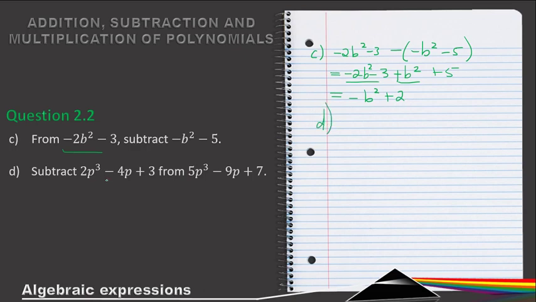D, subtract this guy from this guy. So taking this guy first, 5p cubed minus 9p plus 7, and subtract 2p cubed minus 4p plus 3 from it. So let's multiply out the brackets: 5p cubed minus 9p plus 7, so minus 2p cubed plus 4p minus 3. Alright, so these are our like terms.